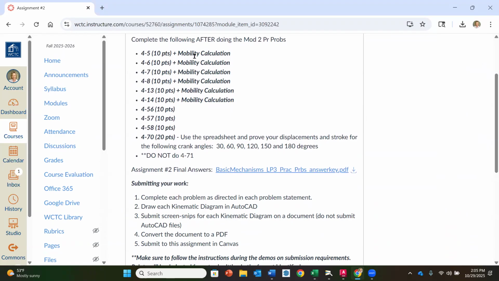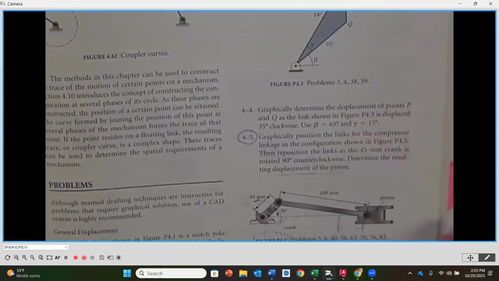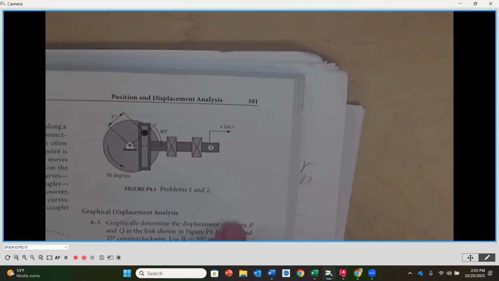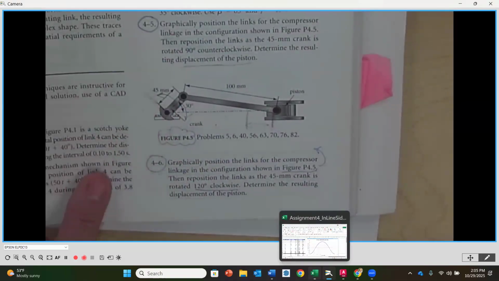You'll notice that for the first 6 problems, you need to have the mobility calculations as part of them. And then the ones that we see down here, you don't have to worry about those. So let's look first at the problems that we have, starting with 4.5 at the end of our chapter. Okay, so this is going to start on page 101. You'll notice that we have problem number 4.5 and 4.6.